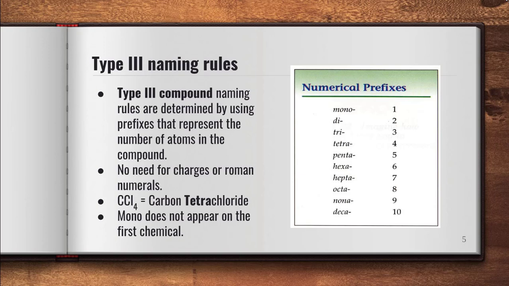So for example, CCl4, C is carbon, Cl is chloride, and then we add tetra in front of it because that's the prefix that represents the number 4. So keep in mind that when we actually do look at these, you notice that there's a prefix called mono, which means 1. We do not use that in the first element. So you notice it's not monocarbon tetrachloride, it's just carbon tetrachloride. The only time we would use mono is if we have the second element being just 1. So just keep that in the back of your mind with some of these naming rules.